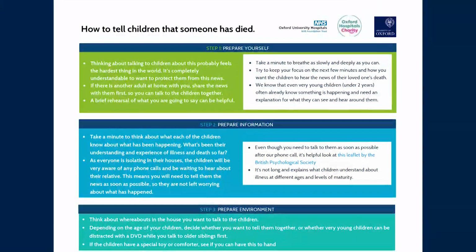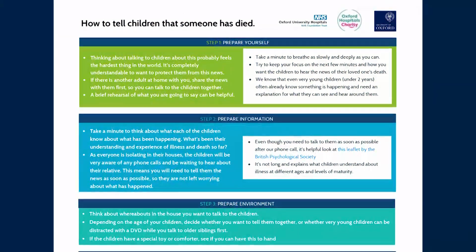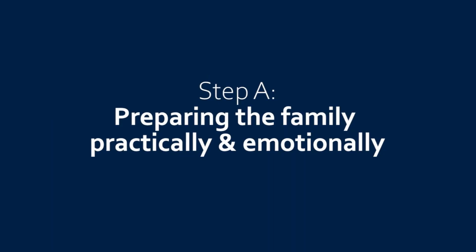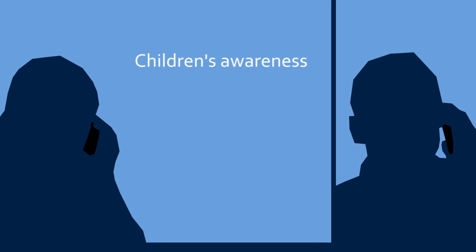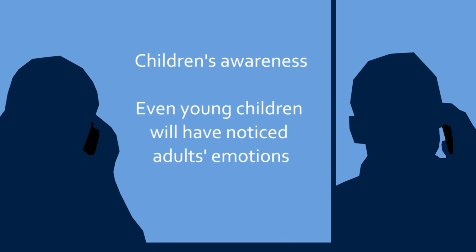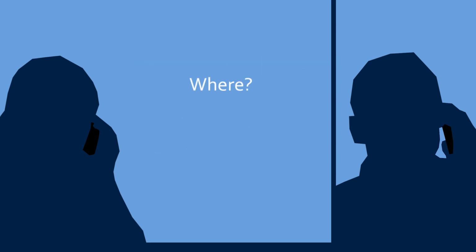The document, How to Tell Children, covers these steps in more detail. Step A. Preparing the family practically and emotionally. Talk to them about the children's awareness of what has been going on. Remind them that even very young children will have noticed that adults are upset and distracted and will be looking for explanations. Plan where they think the conversation should happen, whether it should be several children together or one at a time. Can the younger ones be distracted by the TV or a toy while you tell the older ones?